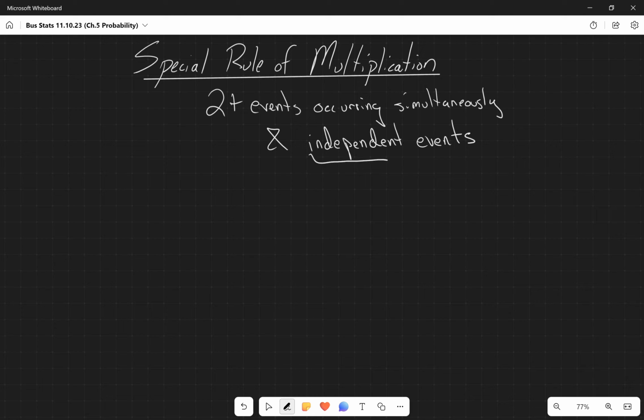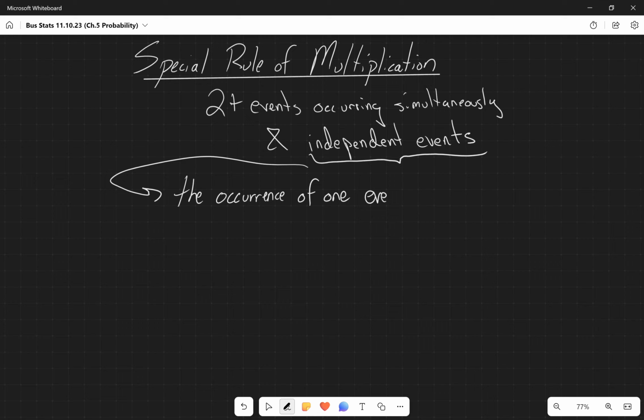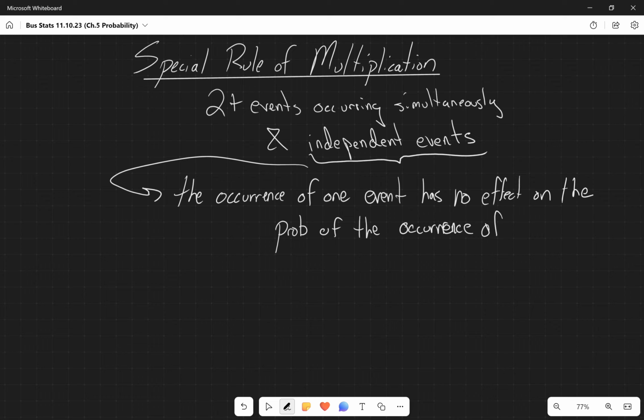What do we mean when we are saying that an event is independent? So an independent event means that the occurrence of one event has no impact or effect on the probability of the occurrence of another event happening.